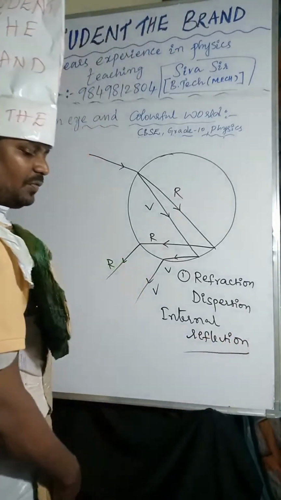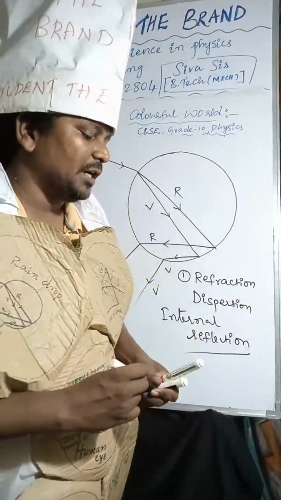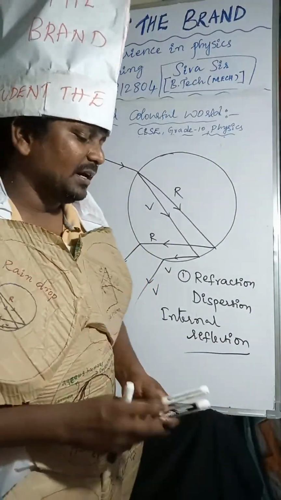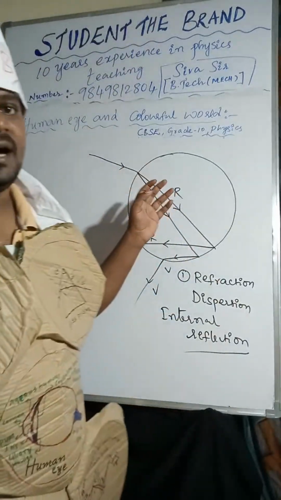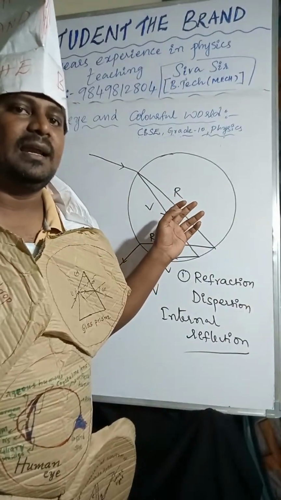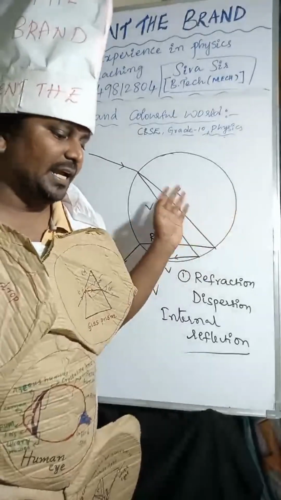Sir, why can't we go for total internal reflection? Because some of the light will be absorbed, some of the light will be refracted, and some of the light will be reflected. So we can't take the entire light. So we can take only internal reflection.